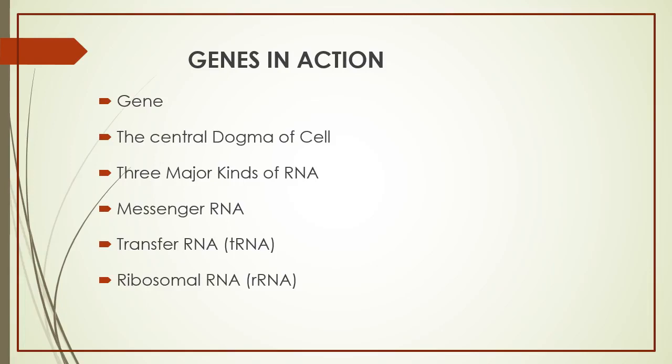And the formation of a protein from RNA at the ribosome is called translation. So all these processes are going side by side, the DNA to mRNA and mRNA into protein. The formation of mRNA from DNA is called transcription, and the formation of protein from RNA is called translation, and this is called the central dogma of cell biology.